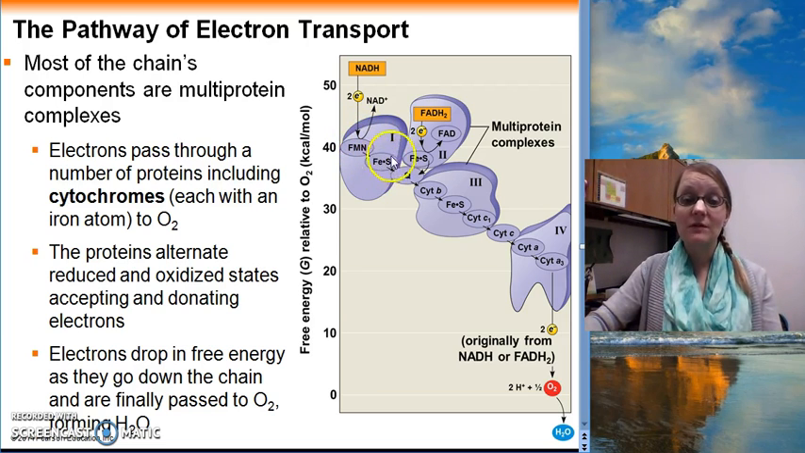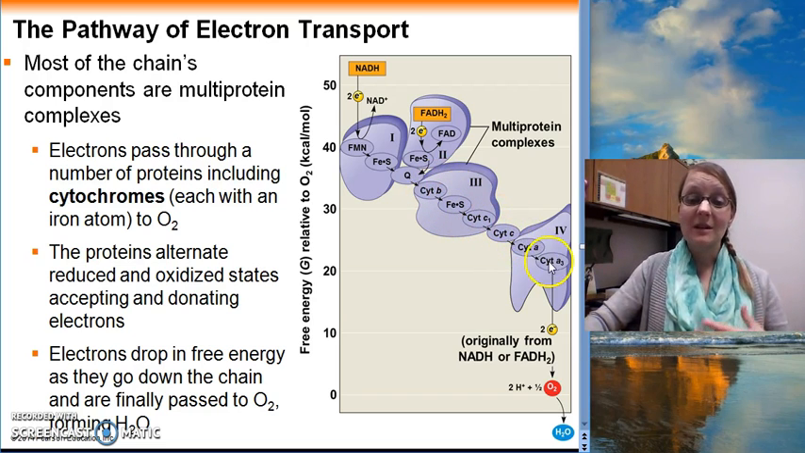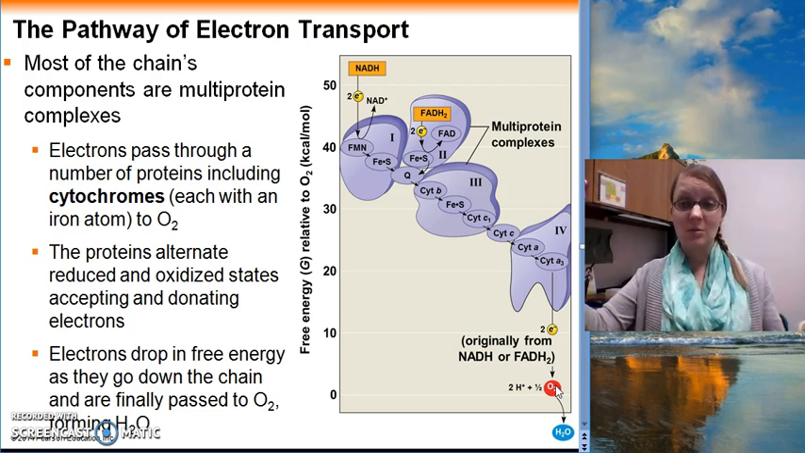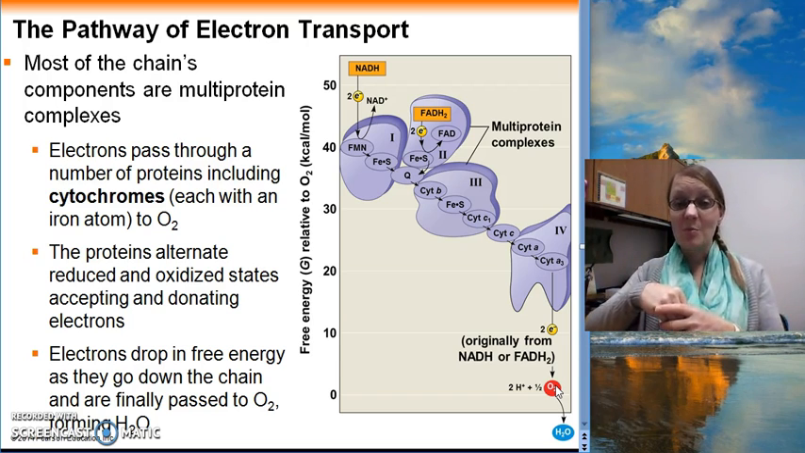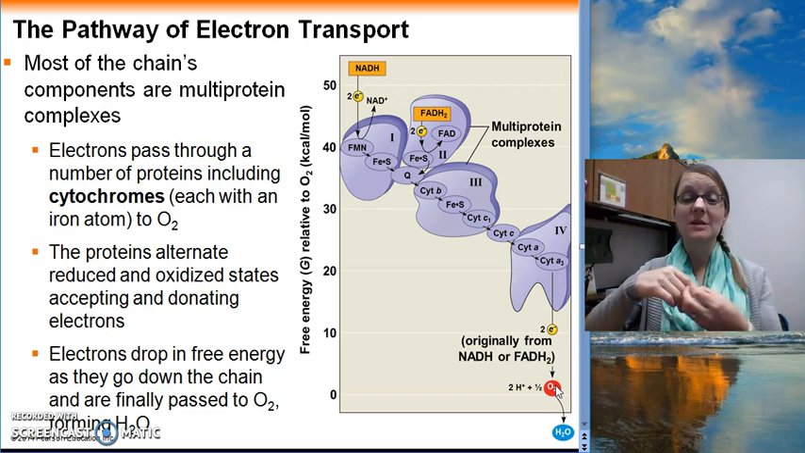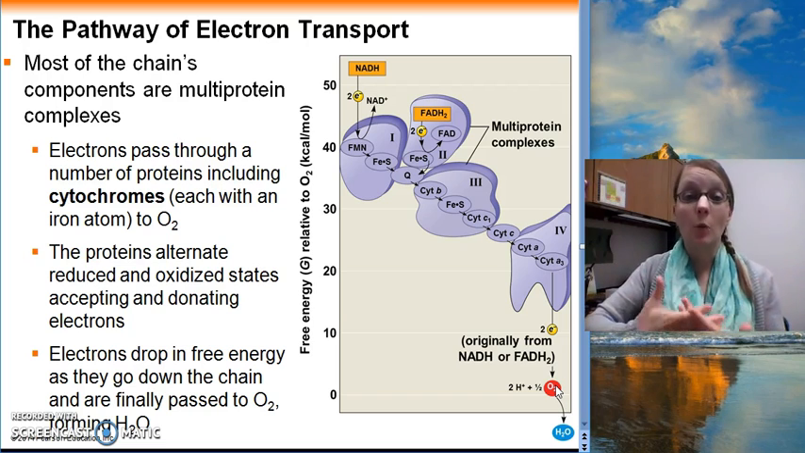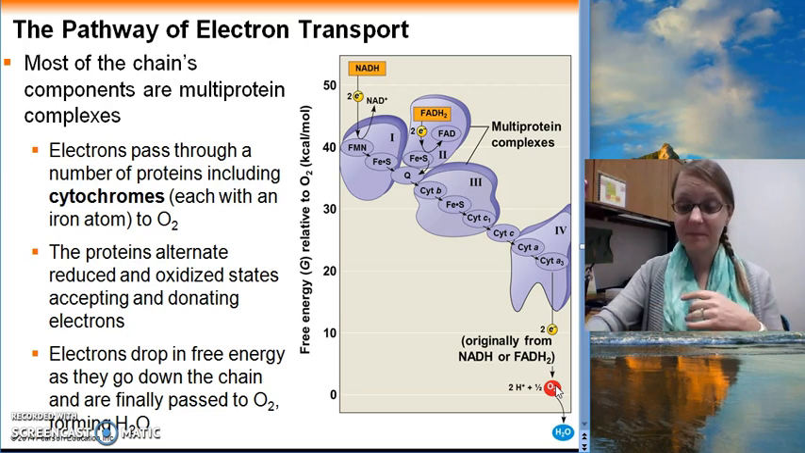And as they move down, with each subsequent handoff, they give up some of their energy. So by the time that they end up at the very bottom and drop down here all the way to oxygen, they've exhausted essentially all the energy that they have to give. Oxygen will pick them up. Oxygen also will grab some of the protons or hydrogen ions from the solution to eventually form water, which is one of those products of cellular respiration.